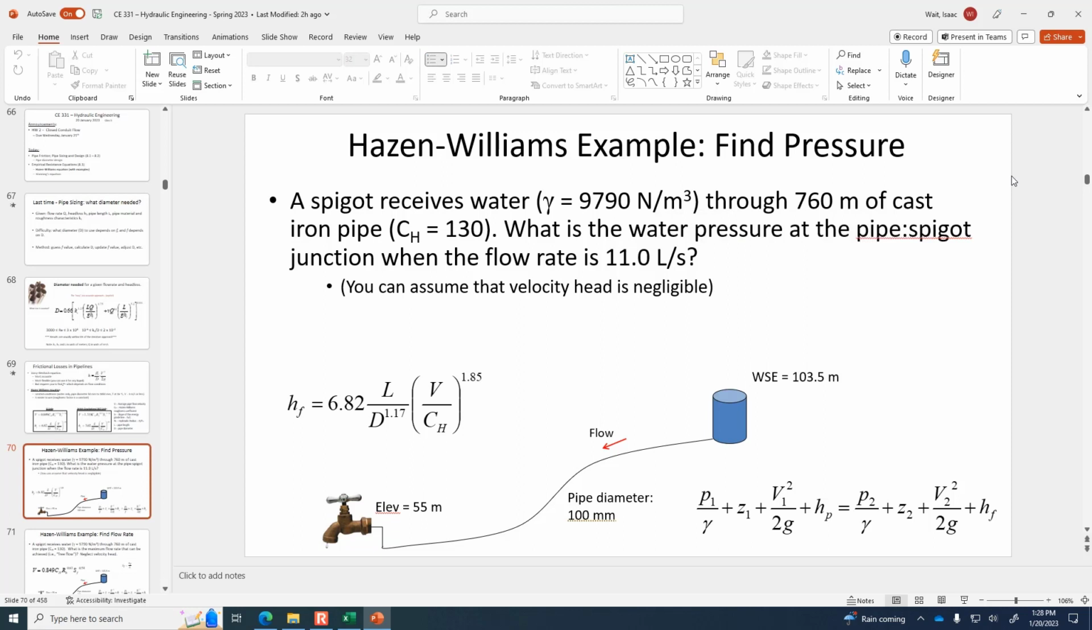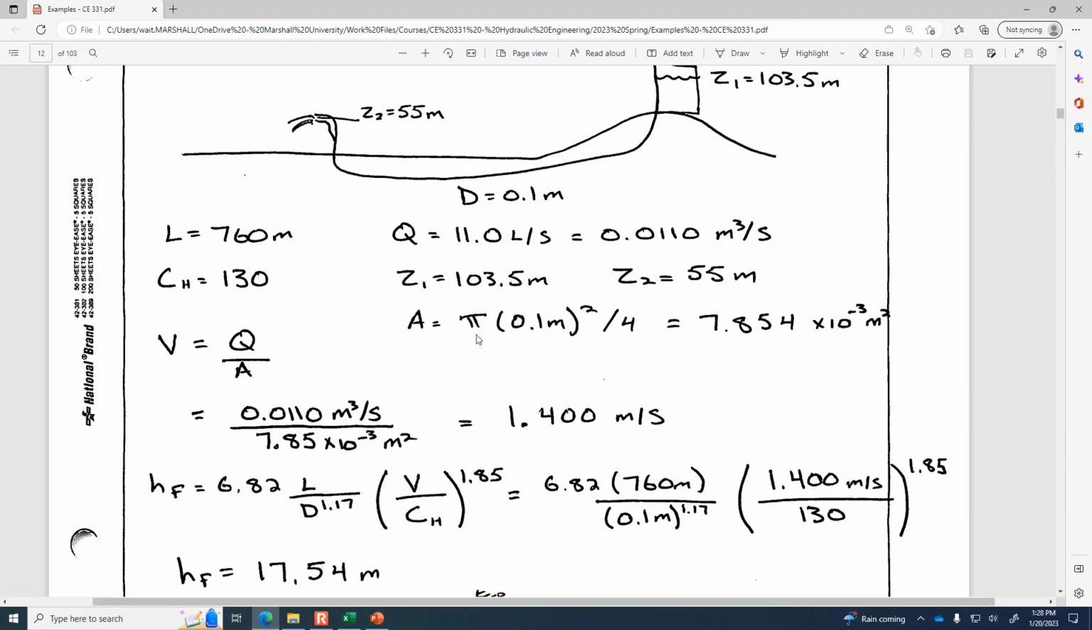Oh, where is it? Oh, there it is. For a second, I was worried I hadn't given you the pipe diameter, but there it is. It's 100 millimeters. All right, so from the pipe diameter, we can calculate the cross-sectional area. So here I've done that.